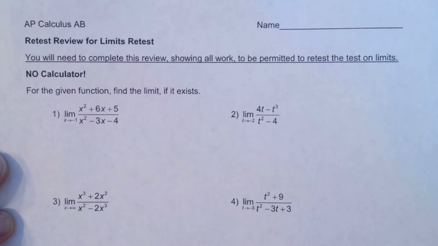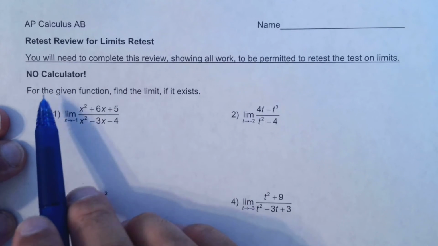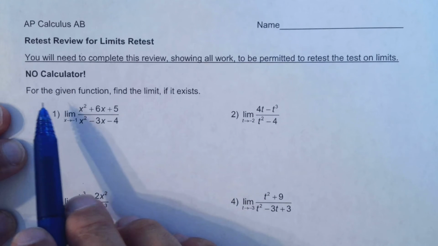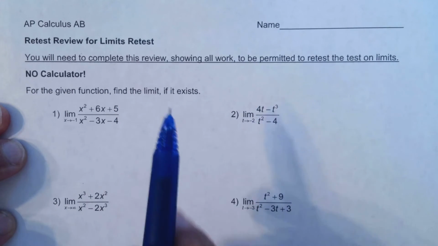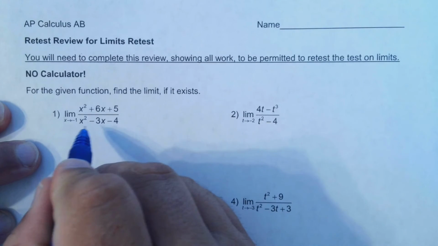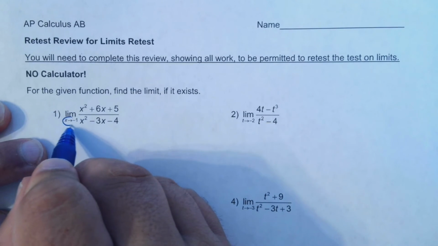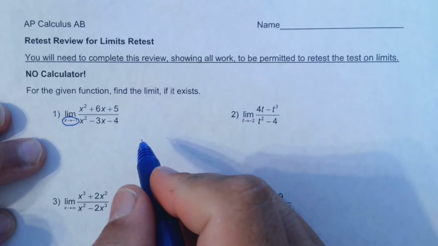Okay, so let's look over this review for reassessment on limits, continuity, and the intermediate value theorem. So here we have a series of questions that deals with finding the limit if it exists. So we look to this first problem and we say, hey, this is a limit as x approaches -1.